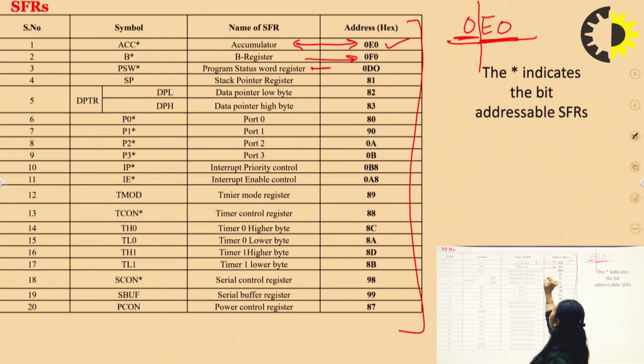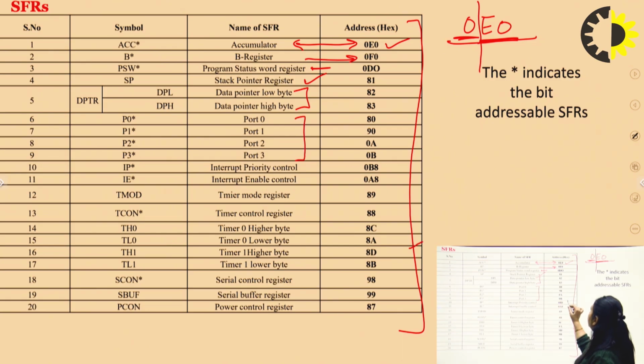Next is PSW, the program status word, which is also known as the flag register. Then the stack pointer register. The data pointer is of 2 types: there are 2 bytes of data pointer, one is the lower byte and one is the upper or higher byte. There are 4 ports, and each port has some address: 80, 90, 0A0, 0B0. Next is priority control and enable control for the interrupt. There are 2 types of controls for the interrupts.